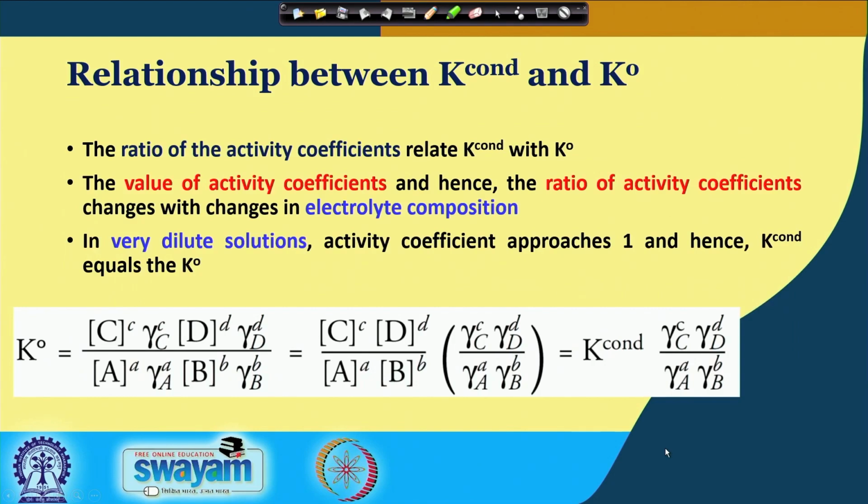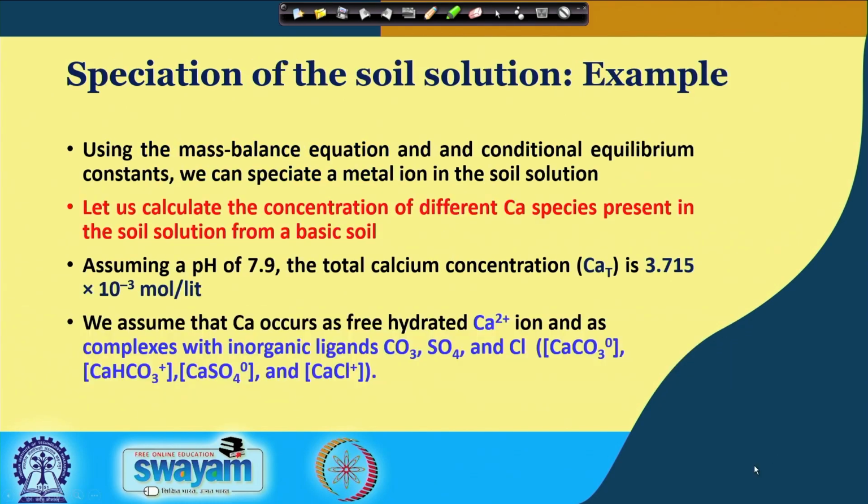And from there we have seen that thermodynamic equilibrium constant is related to the conditional equilibrium constant, where conditional equilibrium constant is multiplied by ionic activity coefficients. When you multiply the conditional stability constant with the ionic activity ratio, then we can get the thermodynamic equilibrium constant.